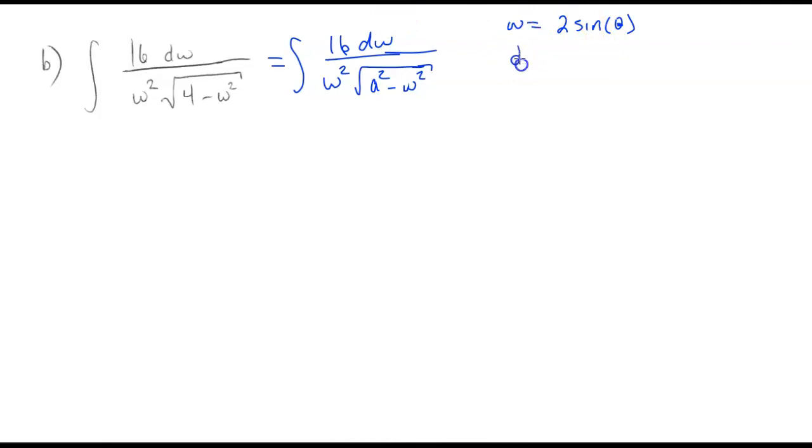And so now we know what w is, we're going to have to figure out what dw is, which is just going to be the derivative of this times d theta. So this will be 2 cosine of theta d theta.